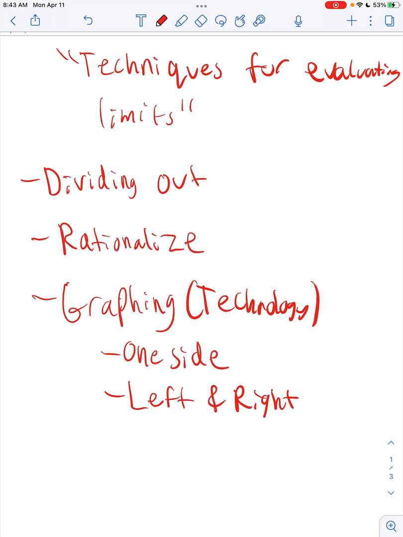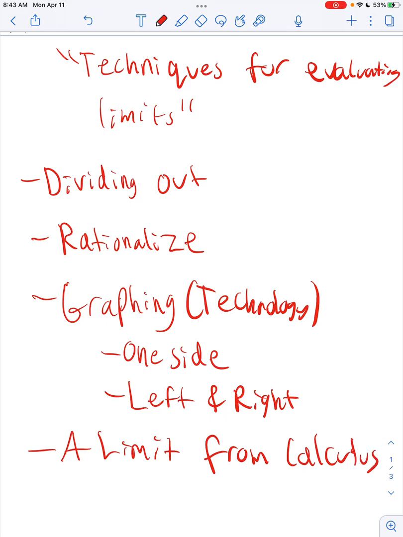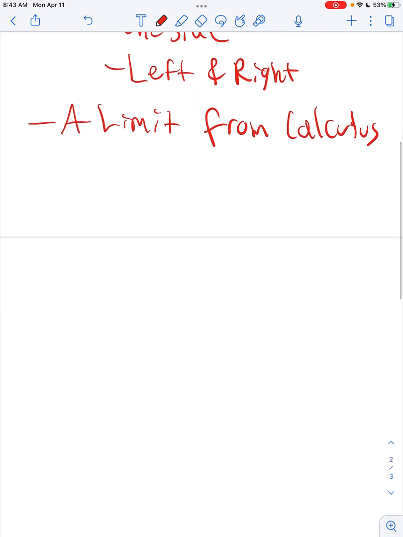And then we got into straight up evaluating a limit from calculus. I'm going to do an example of that, because that's what we want to get to. That's our goal, to figure out how we evaluate a limit from calculus.